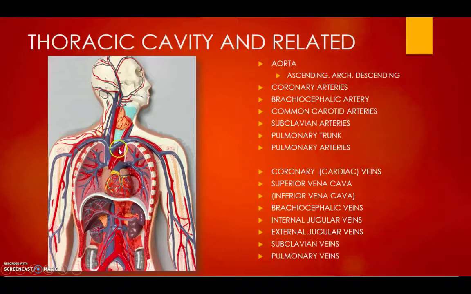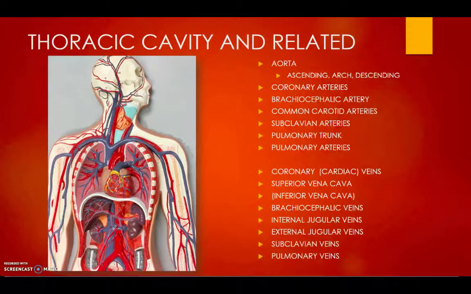The left common carotid comes off of the arch by itself, and the left subclavian comes off the arch by itself. These are all arteries. The subclavians go under the clavicle and out toward the arm. The common carotids go up the neck and will eventually split into internal and external carotids.